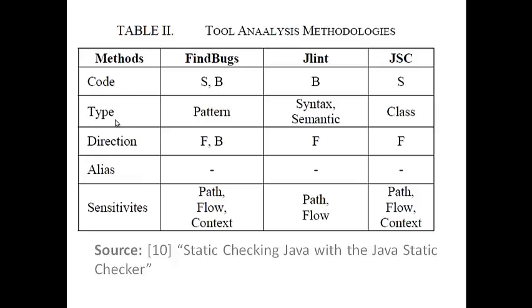Fourth row, alias, talks about the references that are coming from the same location in the memory. All three tools don't use alias. Fifth row, sensitivities. This row talks about data flow sensitivities. Both FindBugs and JSC use path, flow and context data flow sensitivities, while JLint uses path and flow data sensitivities.